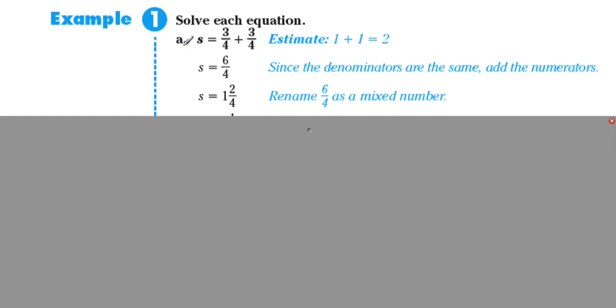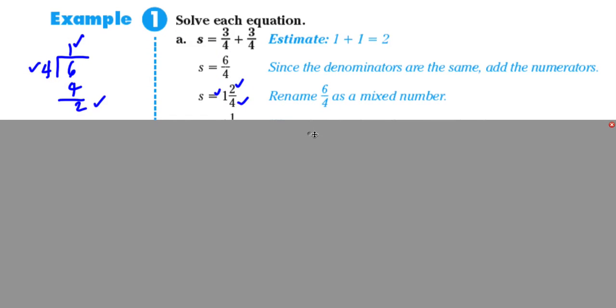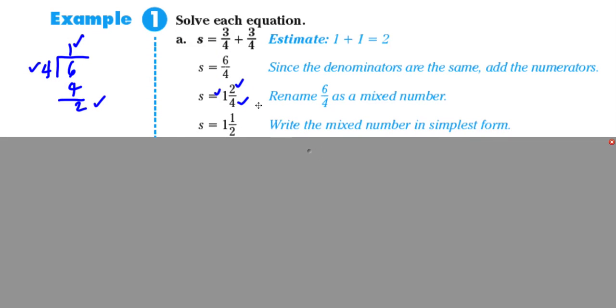Remember how we rename it as a mixed number. We simply divide 6 by 4. That is 1, and you have a remainder of 2. So this is your whole number right there, your remainder is your numerator, and your divisor is your denominator. Just a little bit of review of how to find mixed numbers. So if you simplify 1 and 2/4, that would be equal to 1 and 1/2.